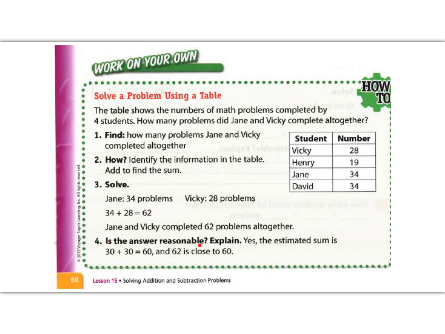Is this answer reasonable? Explain. Yes, because the estimated sum is 30 plus 30 equals 60, and 62 is close to 60. So here's an example of where they used estimation to find out if their answer was reasonable.